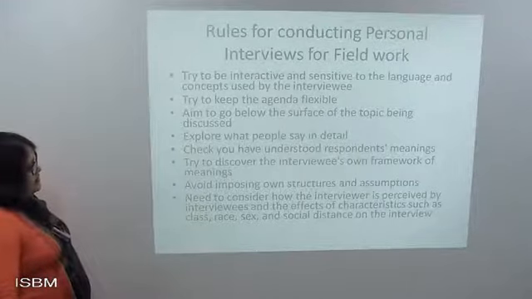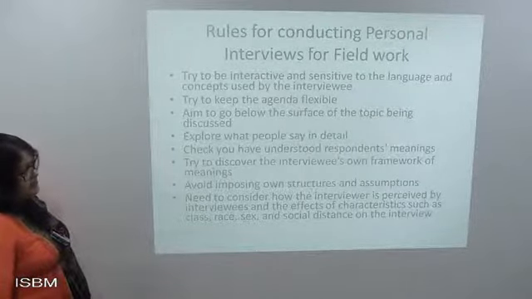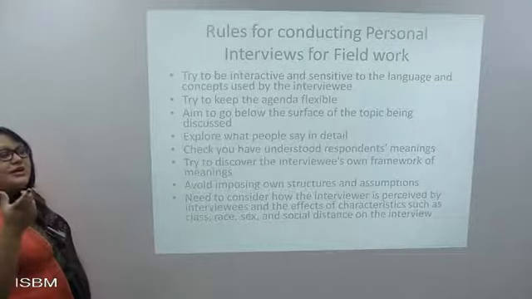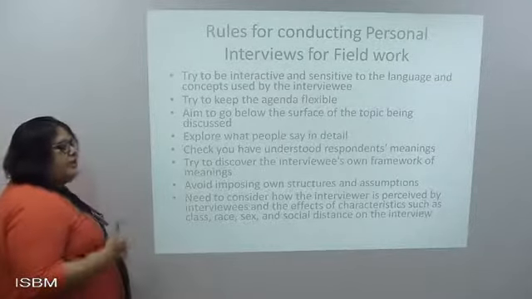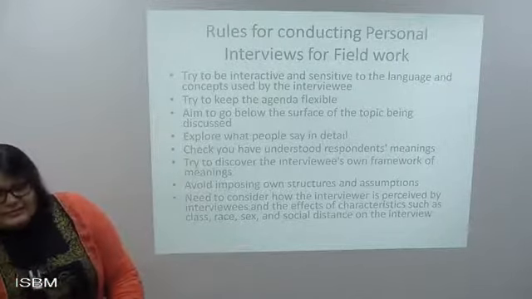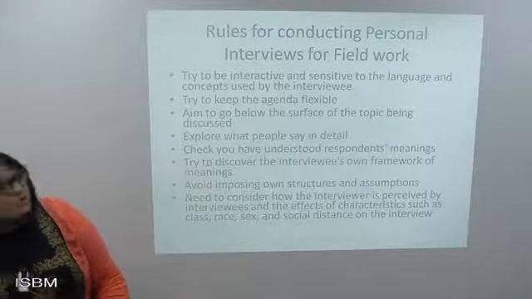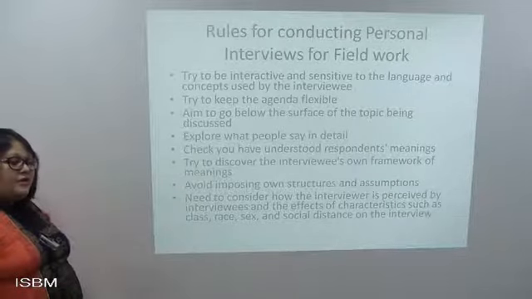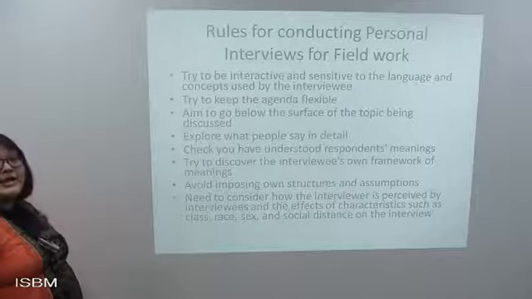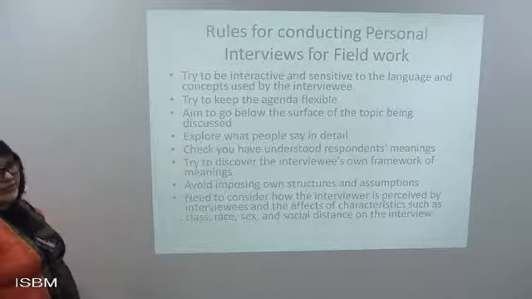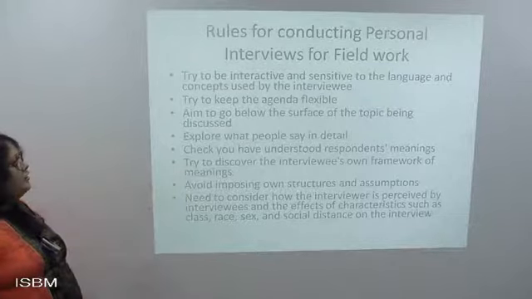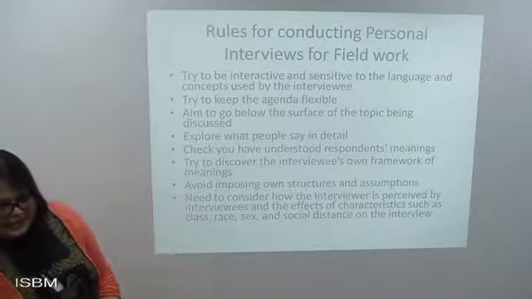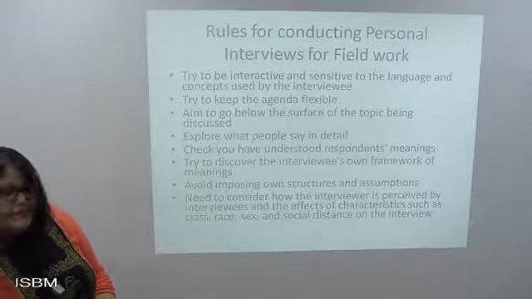consider the effects of characteristics such as class, race, sex, and social distance on the interview. You should always make sure that the class, sex, age, the social factors, and everything will be taken into consideration. So, if the interviewee is repulsed by the interviewer, you might not even get the data which you are looking for. So these things have to be kept in mind while conducting personal interviews for any fieldwork.